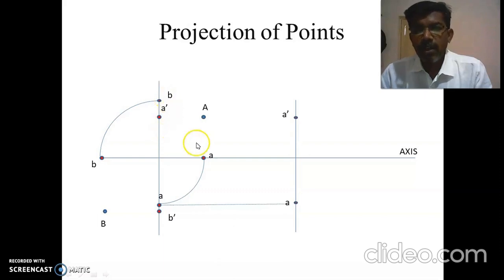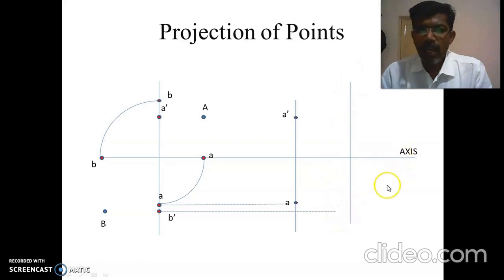Now let us draw the orthographic projection of the point B. Draw a line perpendicular to the axis, and the front view is here. Just draw a dotted line, or use a scale, put a point here and name it as B dash. That is nothing but the distance from the reference axis line, which you are going to mark at this particular point.